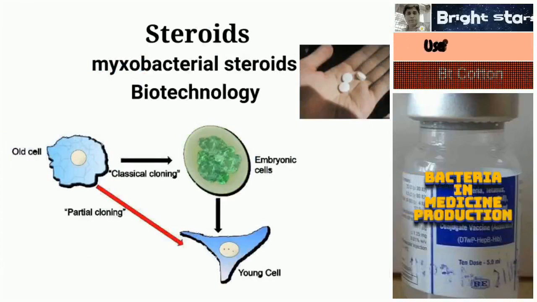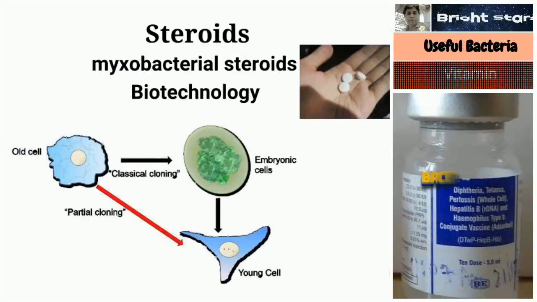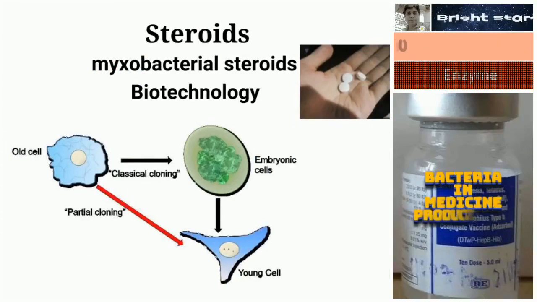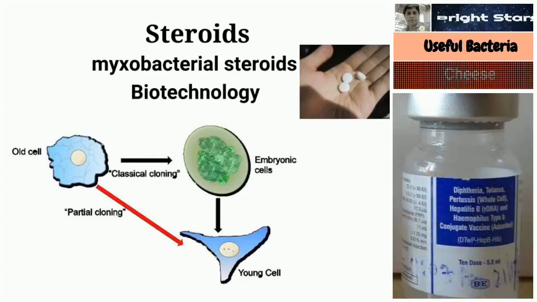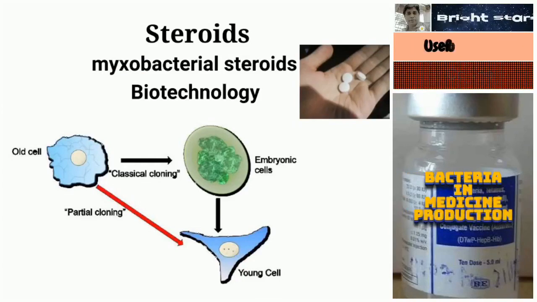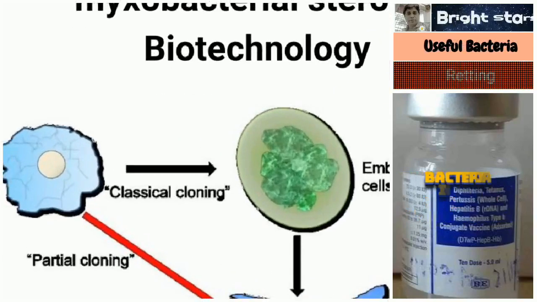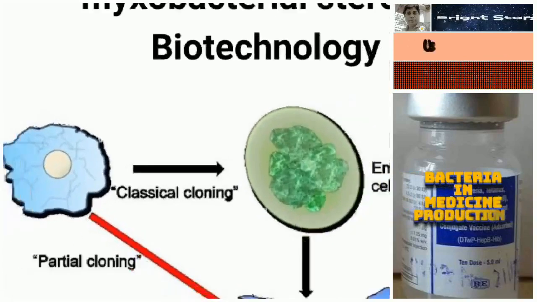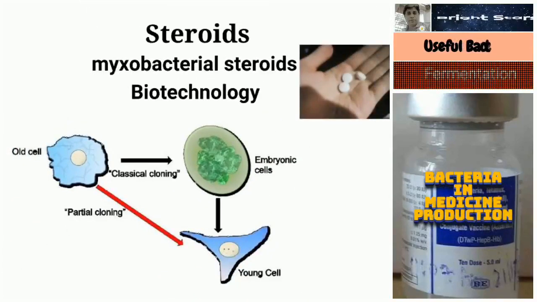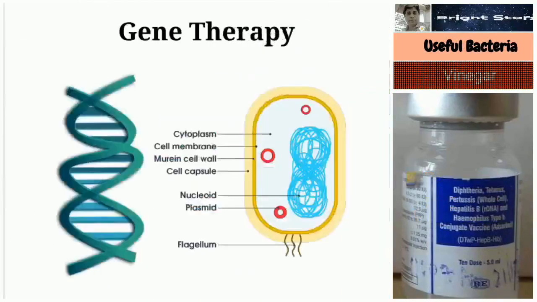Steroids: for example, allergies might be there in people, different kinds of allergies. Against them, doctors suggest steroids. Myxobacterial steroids are synthesized by biotechnology methods in laboratories, by a process called cloning. Steroids are also being produced by bacteria nowadays.